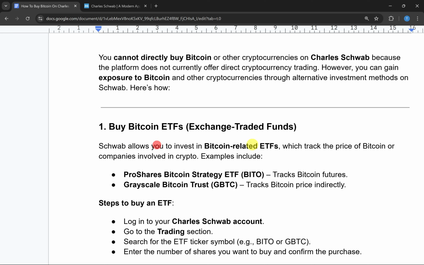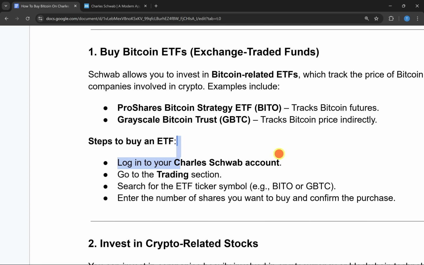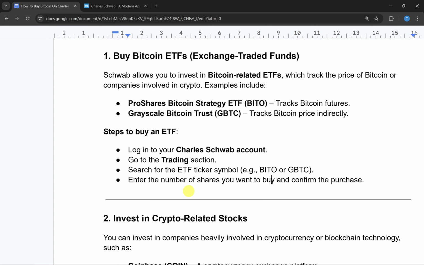Charles Schwab allows you to invest in Bitcoin related ETFs, which track the price of Bitcoin or the companies involved in crypto. For example, ProShares Bitcoin Strategy ETF or the Grayscale Bitcoin Trust. Now to buy these, you need to log in to your Charles Schwab account, go to trading, search for the ETF ticker symbol such as BITO for the ProShares Bitcoin Strategy ETF and GBTC for Grayscale Bitcoin Trust. Enter the number of shares you want to buy and confirm the purchase.